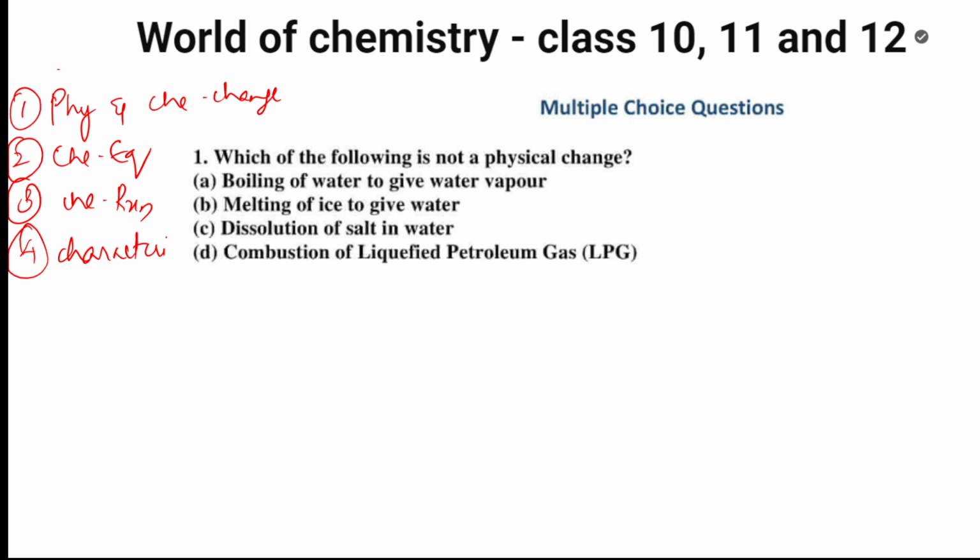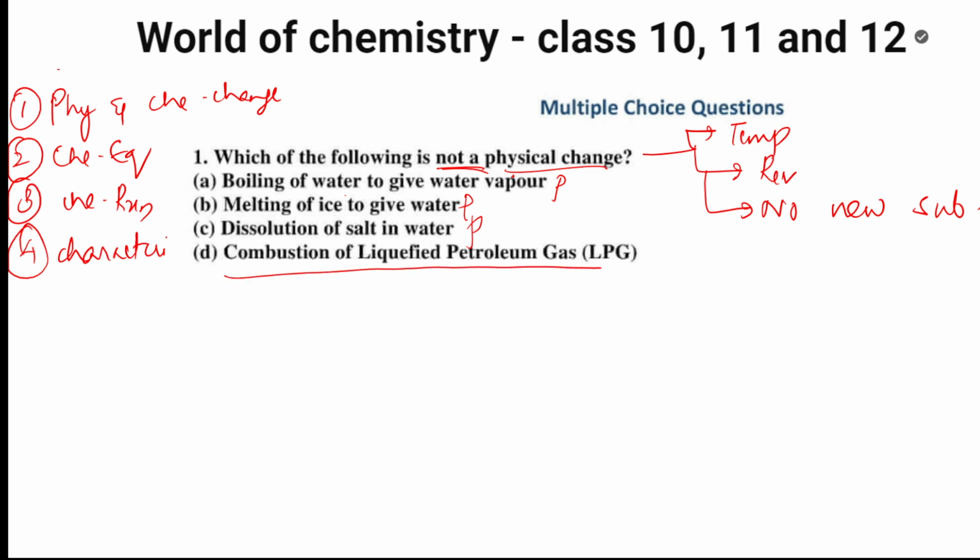Which of the following is not a physical change? What does physical change mean? Physical change is temporary and reversible, and no new substance forms. Boiling of water to vapor is a physical change because it can reverse back. Melting of ice to water is also physical. Dissolution of salt in water, adding salt to water, is also physical.